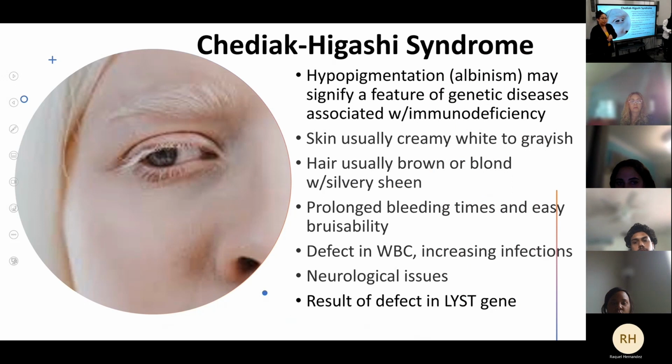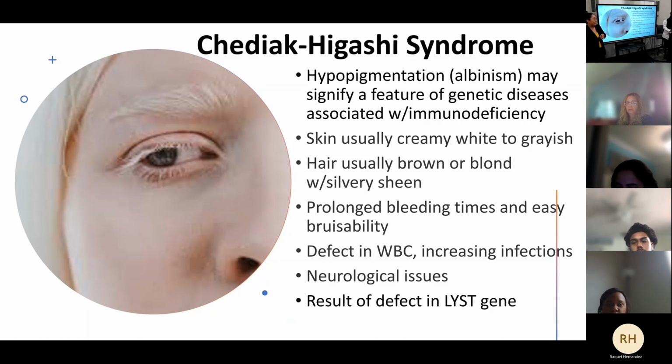We're going to be focusing on Chediak-Higashi syndrome for the sake of time. So for this Chediak-Higashi syndrome, albinism displays with this type of immunodeficiency. Again, patients experience hypopigmentation of the skin and hair. They also display some prolonged bleeding times and easy bruisability. There's a defect in white blood cells, so that means the patient is more prone to infection.